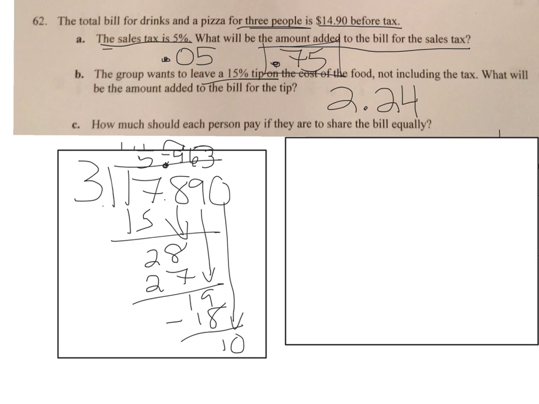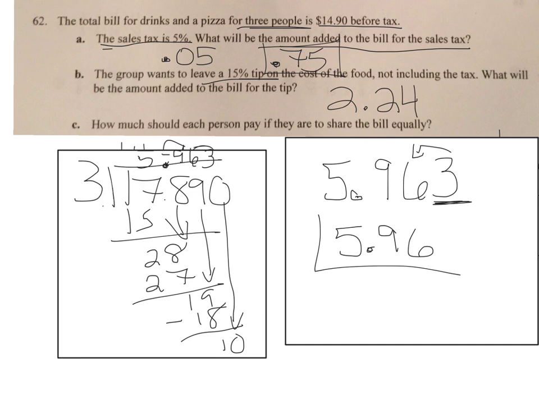So really what I have is 5.963, and we're going to stop there because we're talking about money. So we're having to round. So we need to look at this 3. And the 3 tells me to round the 6 or leave it alone, not to round it up, because it's a small number. We're going to leave it alone. So I have $5.96. And someone asked me in one of the classes, they're like, but that's not $17.89.